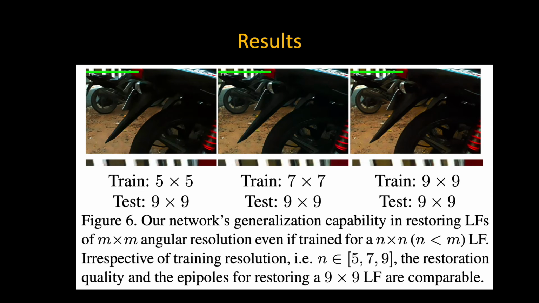One final advantage with our network is that even if it was trained for 5x5 LF views, it can still decently restore a light field with a 9x9 angular resolution. This is not possible with existing methods such as ResLF, which learns a separate set of weights for each view during training, and L3FNet, which cannot restore the peripheral light field views.